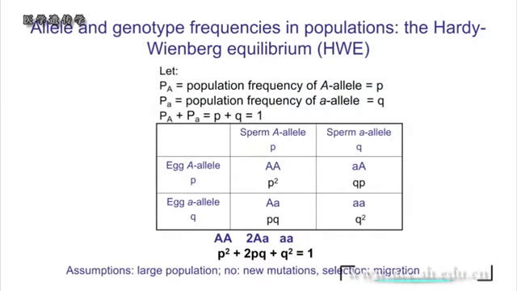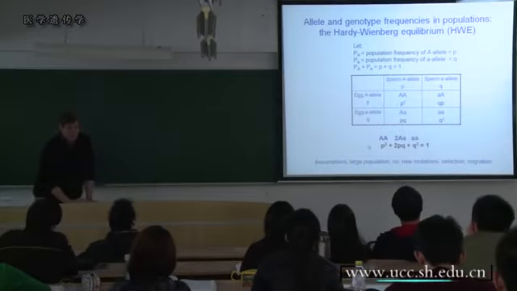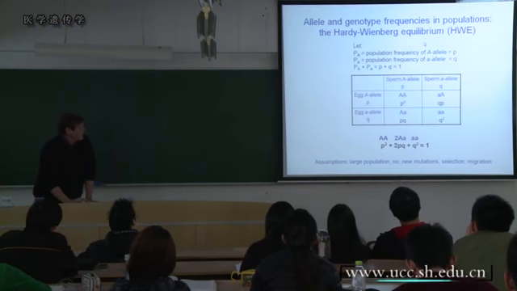Now, one of the most important formulas that was derived to explain the behavior of genes in populations is something called the Hardy-Weinberg equilibrium.